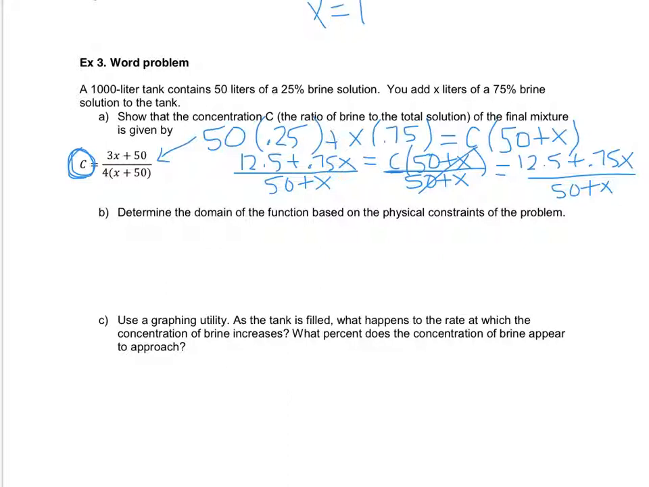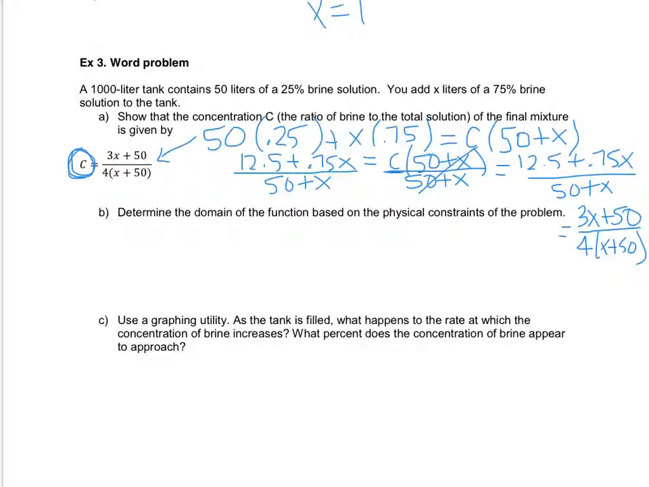And when I do that, I get 3x plus 50 on top, and I get 4 times x plus 50 on the bottom. And now you have proved that when we set up the problem initially and solve it out, we are getting the function that they give us.